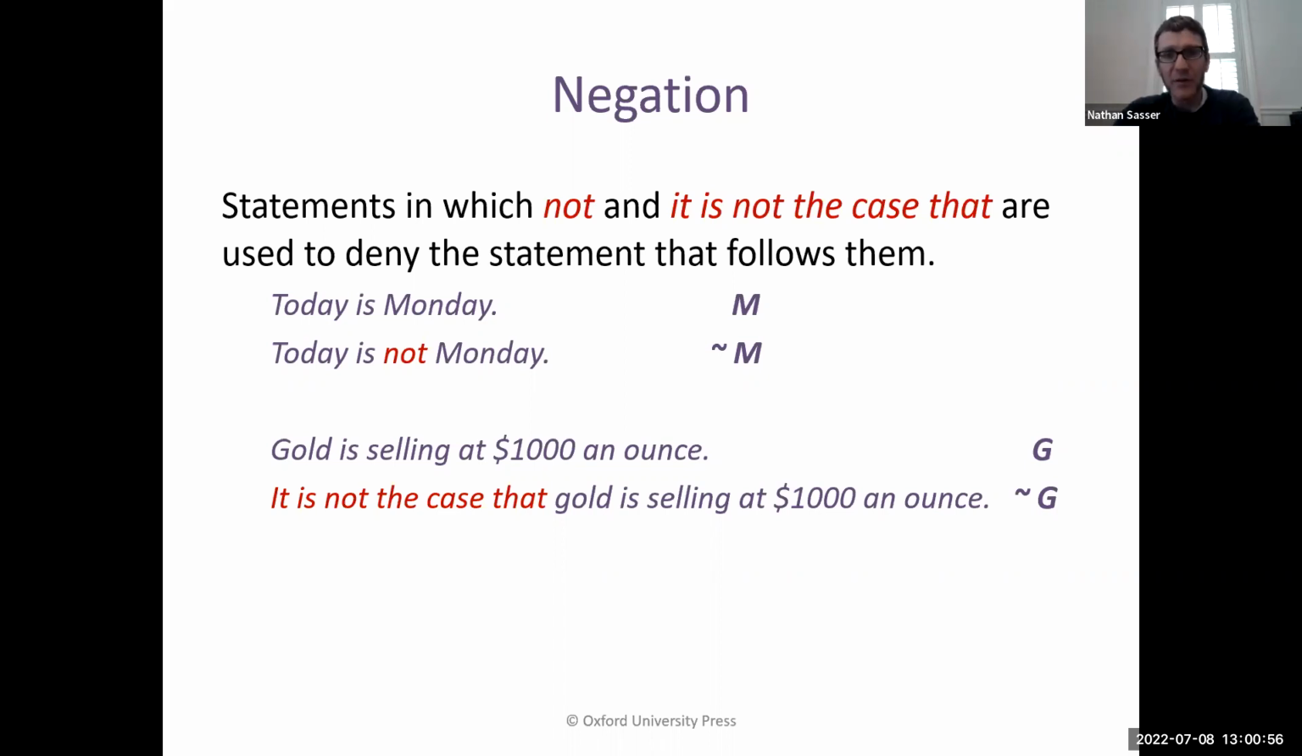So another example, if I were to say gold is selling at $1,000 an ounce, we'll just stipulate that statement is G. Now, if you want to say it's not the case that gold is selling at $1,000 an ounce, it is not the case that gets represented by the tilde. So you've got tilde G.